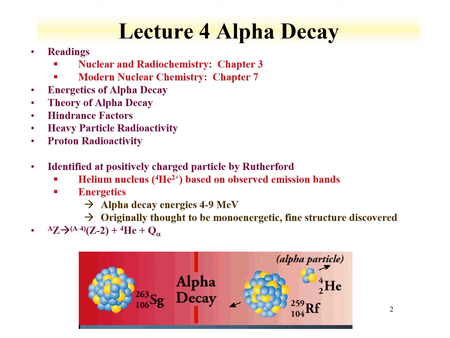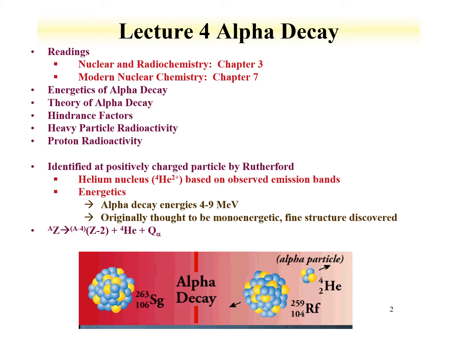The readings for alpha decay are covered in Chapter 3 of Nuclear and Radiochemistry and Chapter 7 of Modern Nuclear Chemistry. This lecture is going to cover energetics of alpha decay, in other words, the energy related to the decays. We're going to get information from the theory of alpha decay as it's developed between energetics and half-lives. We're going to introduce a term called Hindrance Factors.